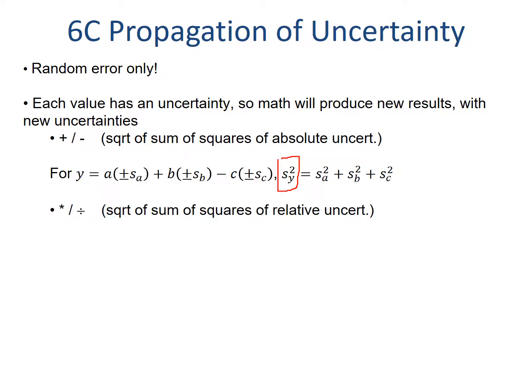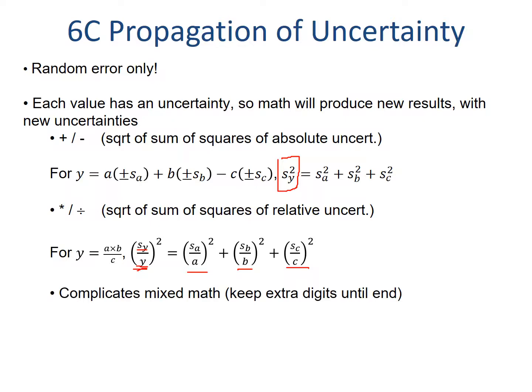If we do multiplication or division, we're not actually dealing with just the errors themselves in absolute terms, we're dealing with relative errors. So instead of taking the square root of the sum of squares of absolute uncertainty, we're going to take it of relative uncertainty. So how does this work out practically? If we have a multiplication and division calculation, the relative uncertainties are each going to be the standard deviation over the actual value. So we'd say the relative uncertainty in A squared plus the relative uncertainty in B squared plus the relative uncertainty in C squared are going to be equal to the relative uncertainty in Y squared as well.